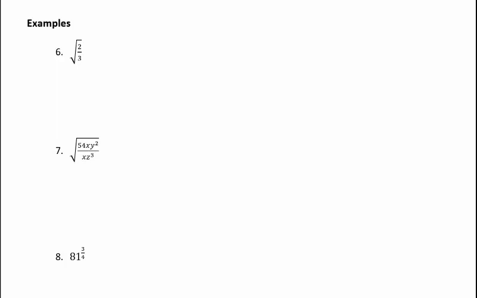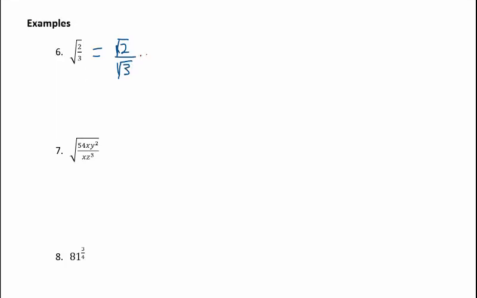Let's take a look at a few other examples of simplifying radicals. In the first one, we are given the square root of 2/3. We're going to break this up and rewrite it as the square root of 2 divided by the square root of 3. Well, one of the rules for a radical expression being in simplest form is that there's no radical left in the denominator, and that's not the case here. So we need to do a little trick in order to remove the radical from the denominator.